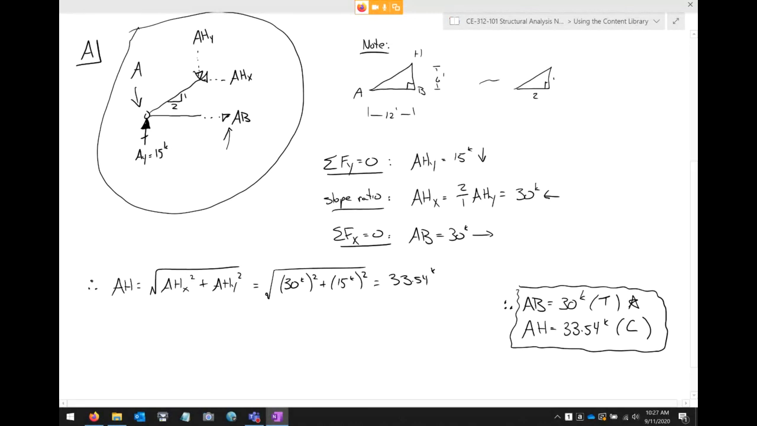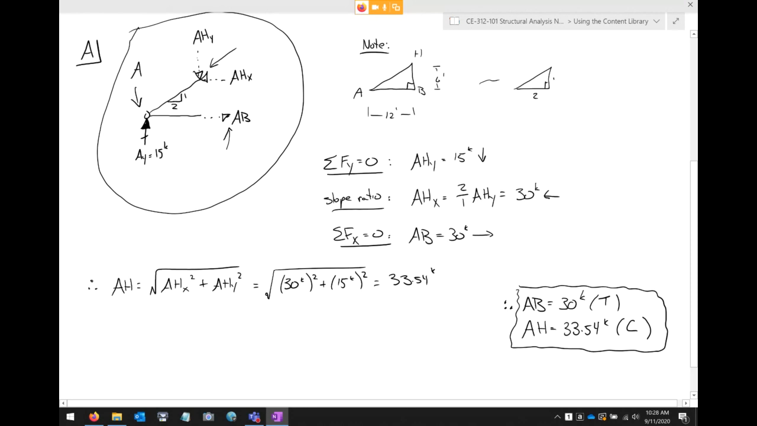Whereas AH, both of those forces are pointing toward the joint. They're pushing on it. So you determine whether it's tension or compression by looking at the forces and determining which way they're acting relative to the joint. Are they pushing toward the joint or pulling away from the joint? Did that answer your question? Because if not, I want to make sure it's clear.